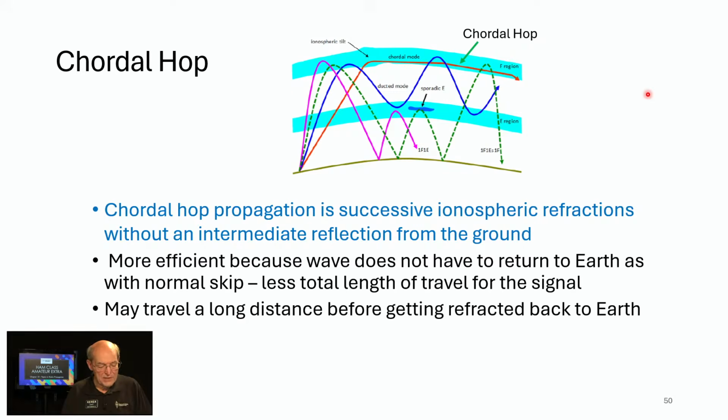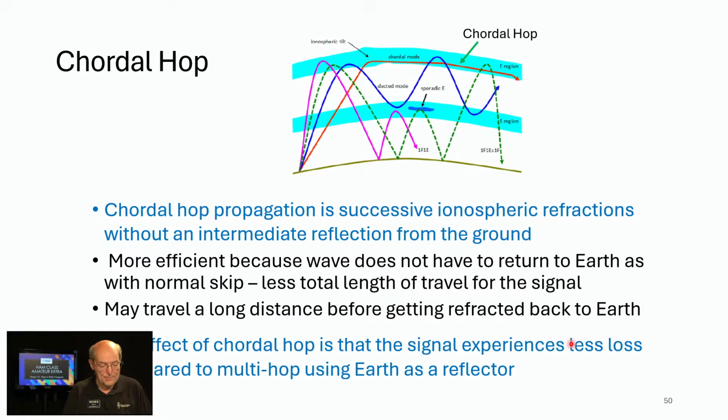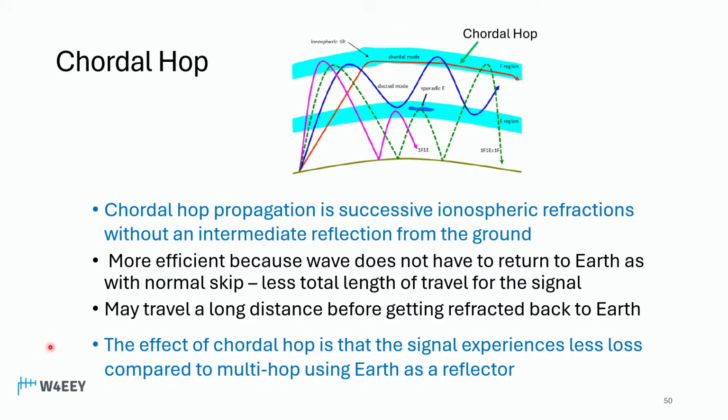Correct. It's more efficient because the wave doesn't have to return to Earth as it does with normal skip. Less length of travel. It can travel a long distance before getting refracted back to Earth. Maybe we should invent a chordal hop antenna. Wouldn't that be nice? This is a fairly rare effect, so I don't know how we would do that.